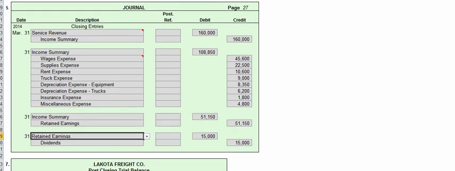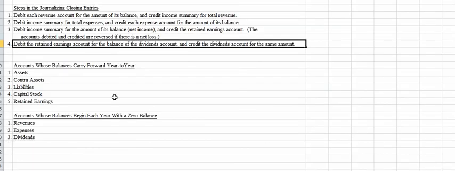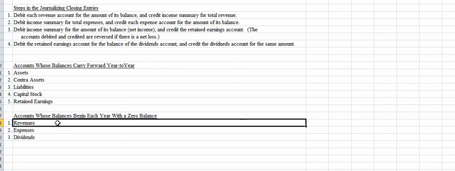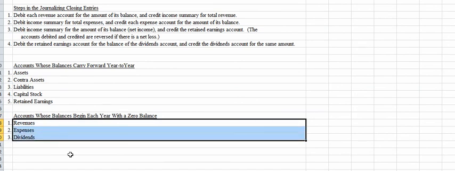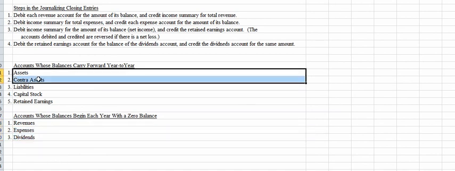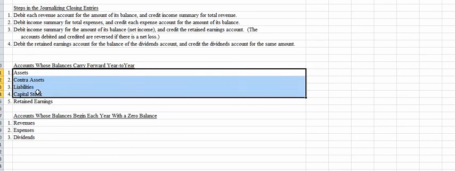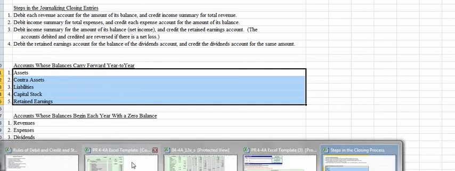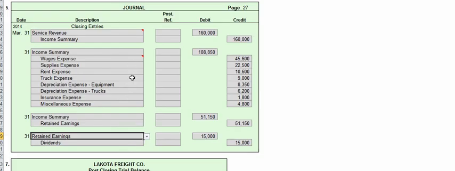Now, let's look back at our chart or our Excel file. Accounts whose balances begin each year with a zero balance are revenues, expenses, and dividends. Those are the ones that we zeroed out. Assets, contra assets, liabilities, capital stock, and retained earnings will carry forward year to year. And you'll notice that they still have a balance after we post these closing entries. You guys will post the closing entries from here in the next video. Thanks.